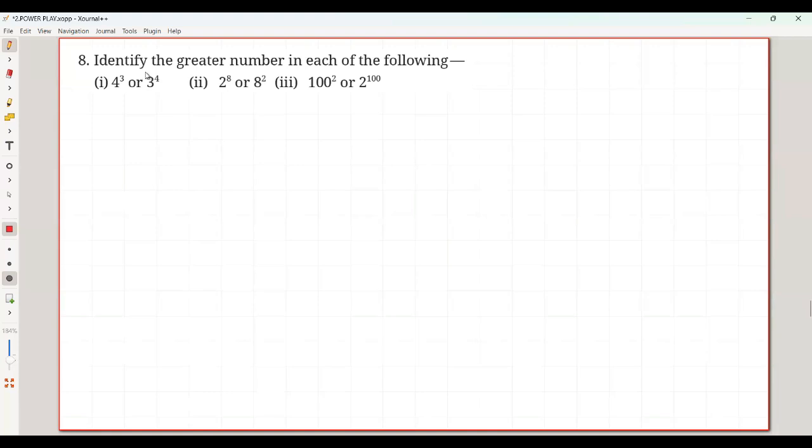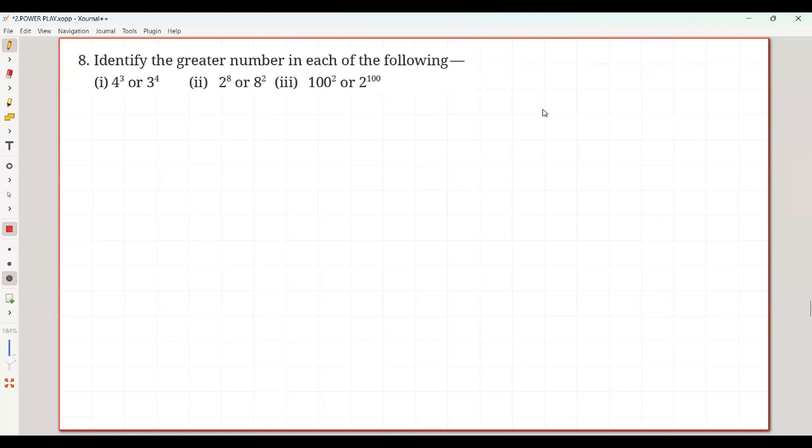If the power is less than 5, we have to simplify it and compare the values. If it's more than 5, you need not simplify. Just check only the powers. Greater power will be greater. Now here, 4 to the power 3 or 3 power 4. Here, everything is based on comparing the power only. In some cases, while comparing the power, you may get the wrong answer.